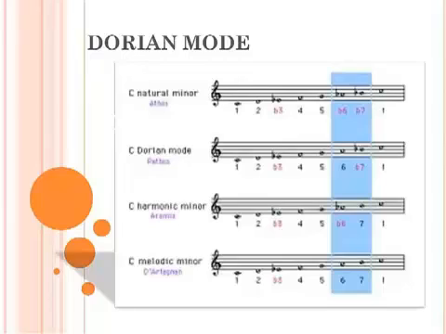You can transpose the Dorian mode to any key. Just remember to adjust the tones and semitones or whole steps and half step patterns so that they are the same as if you started your scale on D. Here we can see how the Dorian mode beginning on C compares to the minor scales we know that begin on C.